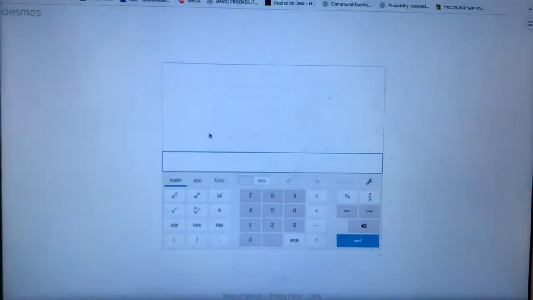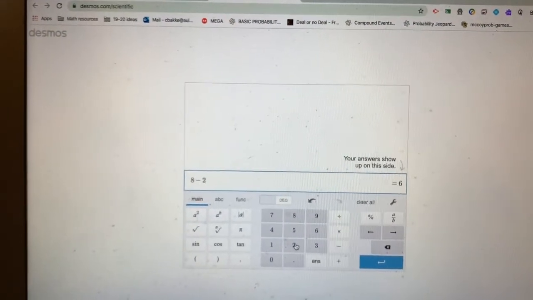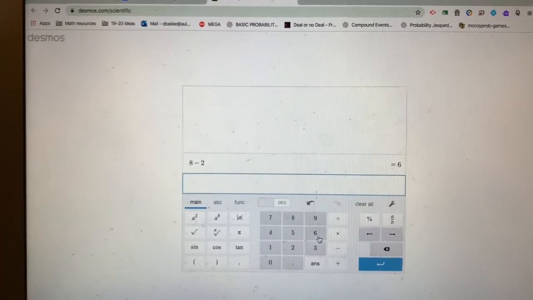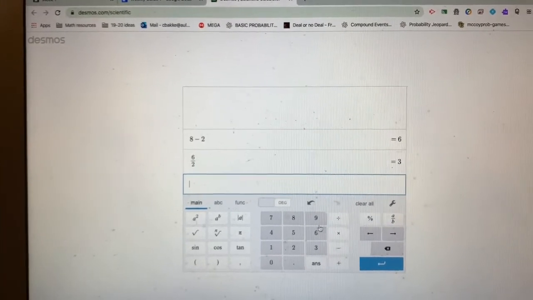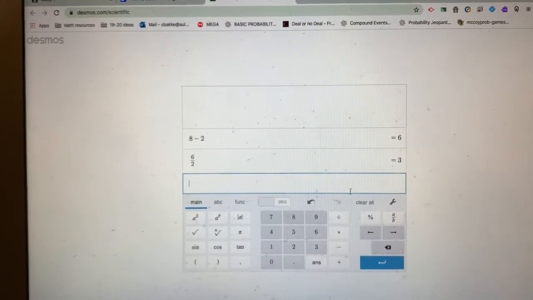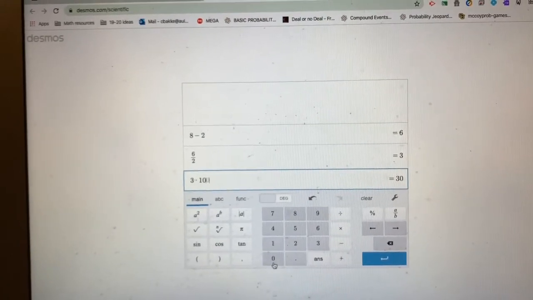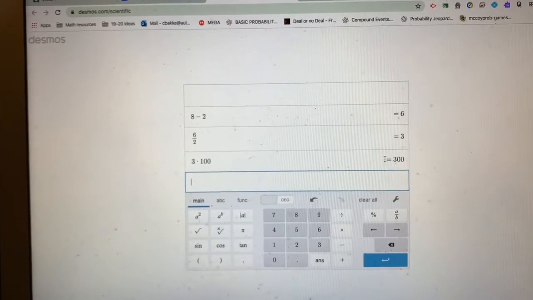Over here, I'm going to do 8 minus 2 and hit enter. Then I'm going to take that answer over here and type it in: 6 divided by 2, enter. Then I take that answer, type it in again, 3 times 100. Enter. And there's my answer, a 300% increase.